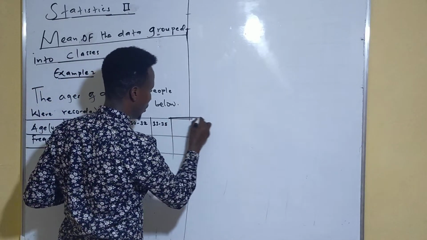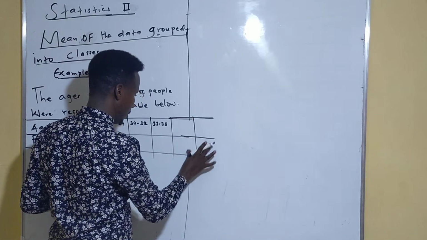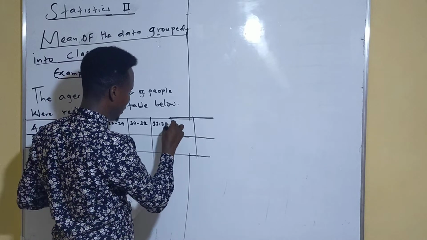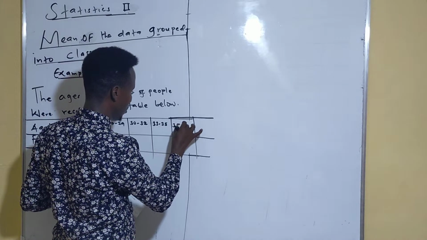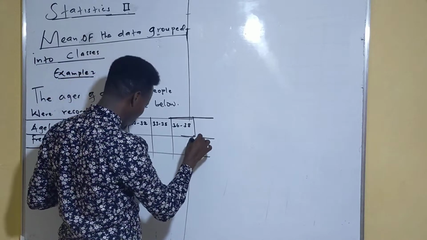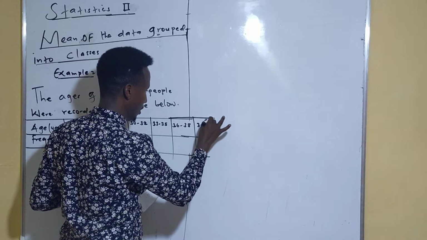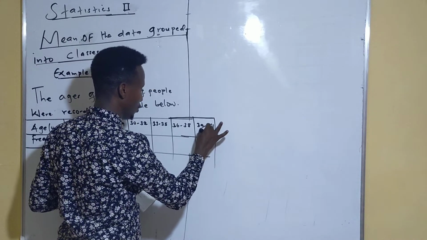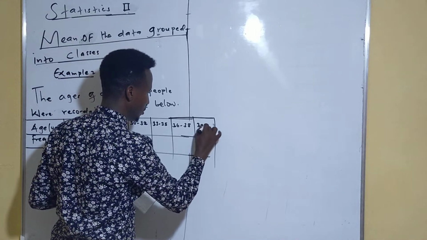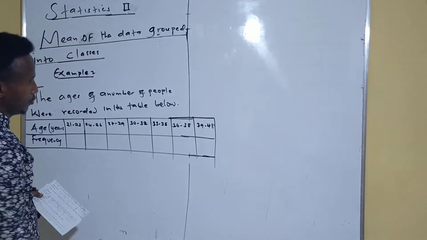So let me extend this one. I have here 36 to 38. Then I have 39 to 41. Then let me close this. Remember, this is 41. So this is the table given for your information.